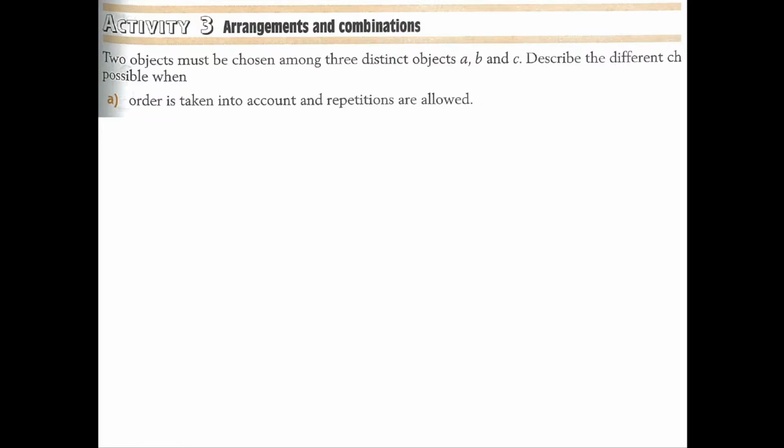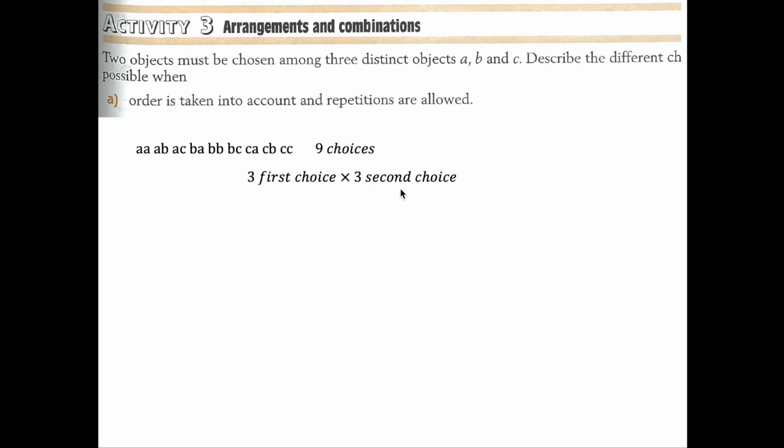So the difference between picking AB and BA. We could do AA, AB, AC. We could do BA, BB, BC, CA, CB, CC. For the first, we have three choices. For the second, we have three choices. So it's going to be 3 times 3, 9 outcomes. 1, 2, 3, 4, 5, 6, 7, 8, 9 choices.